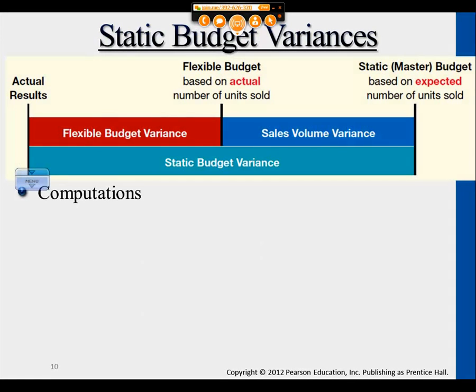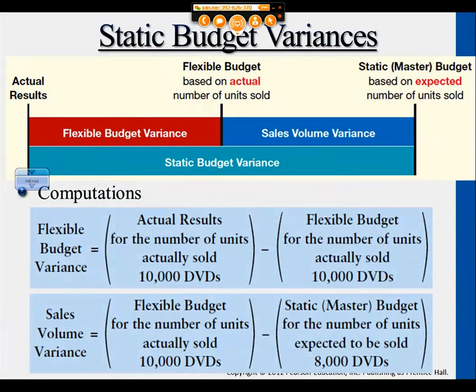Okay, so let's talk about these variances. First, our static budget variance. All right, so what do we see here? We have all the different ways of computing the flexible budget and the sales volume variance. You just need to understand the difference and therefore to be able to compute the difference between the two.